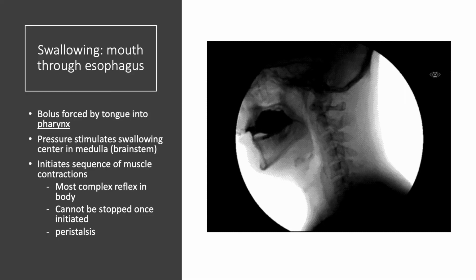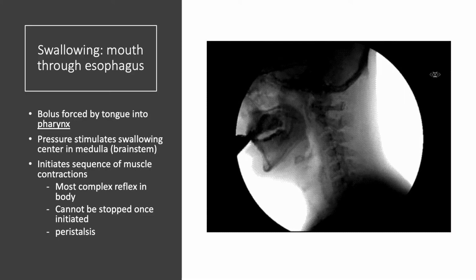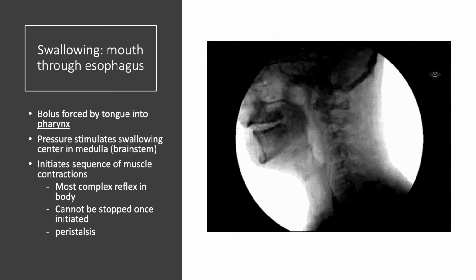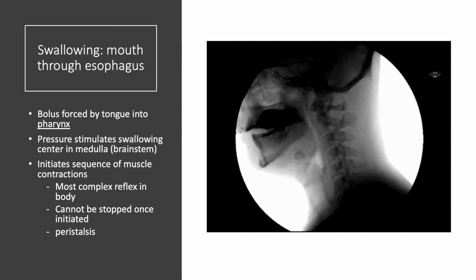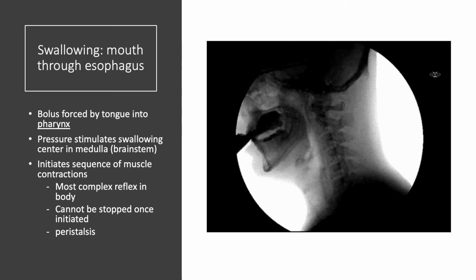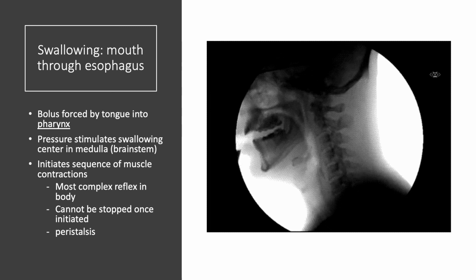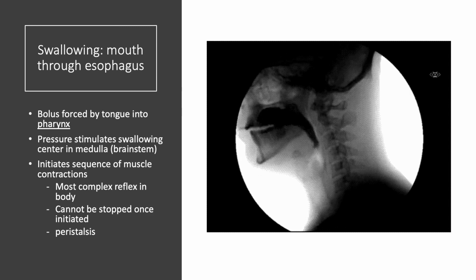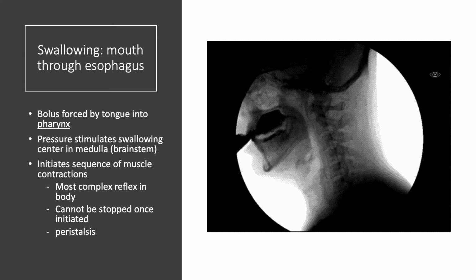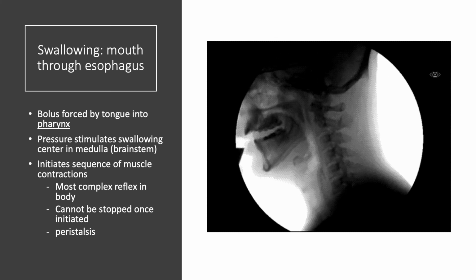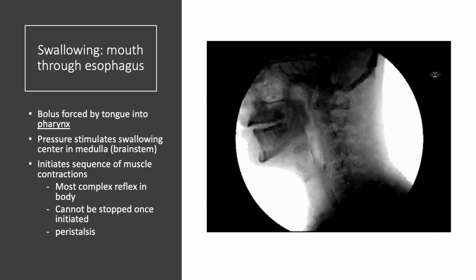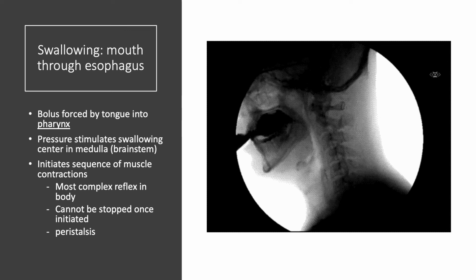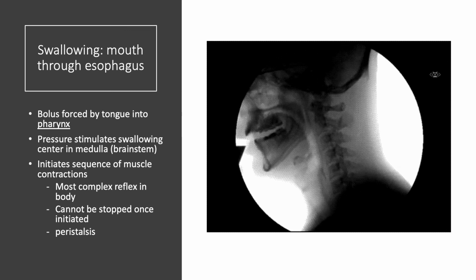Swallowing is the process of moving ingested materials from the oral cavity, or mouth, into the stomach. It actually consists of three different phases we'll work through on the following slides. It begins with a ball of chewed food or liquid, the bolus, that's forced by the tongue into the pharynx, or the throat. Here, that pressure is going to stimulate the swallowing center within the medulla, that part of the brainstem. That's going to initiate a sequence of muscle contractions, peristalsis.